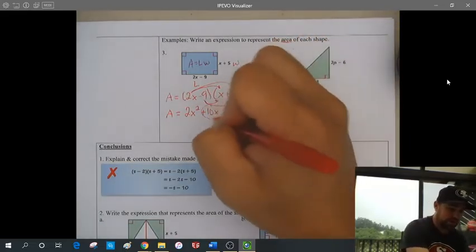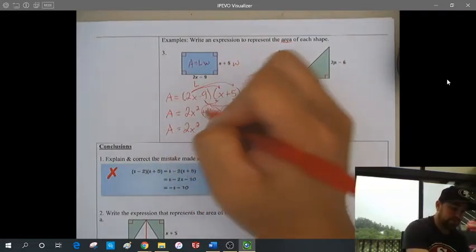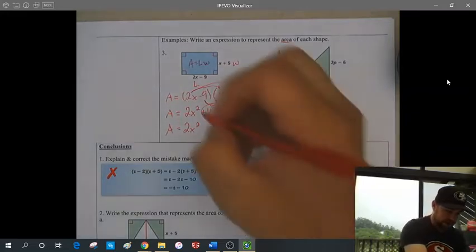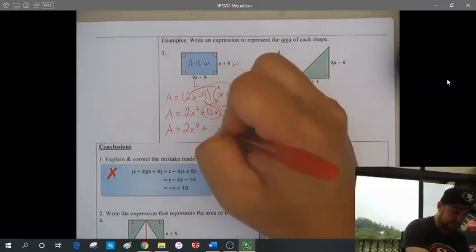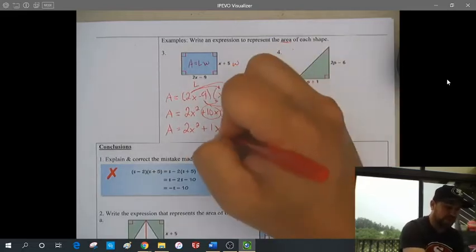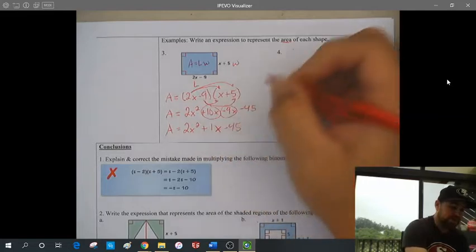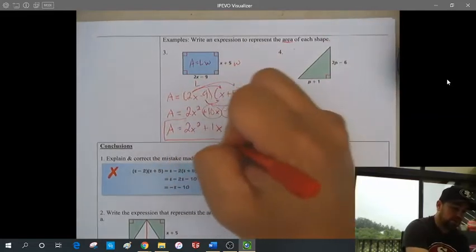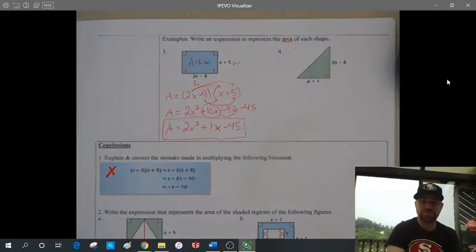Once again, like terms here in the middle with the x terms. 10x minus 9x leaves me with 1x or just x, so I could either write 1x here or just leave it as plus x, and then minus 45 on the end. So this is an expression that represents the area of a rectangle.